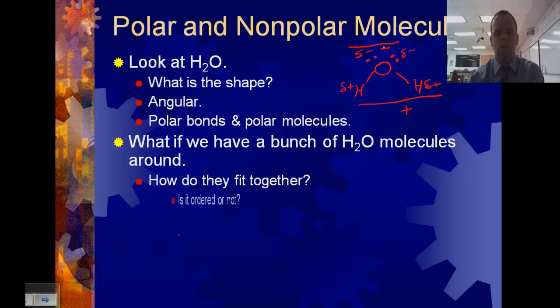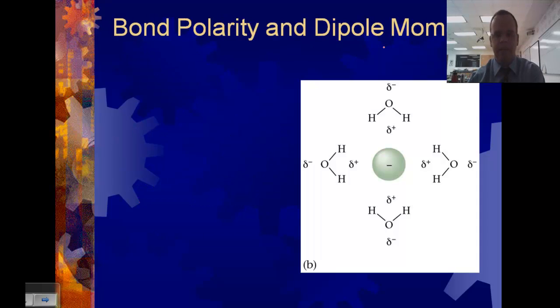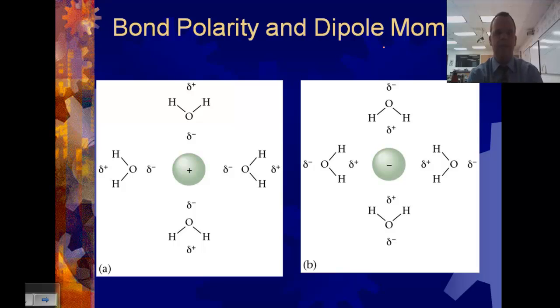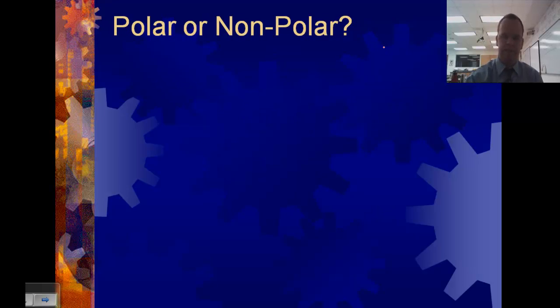So let's look at how water actually dissolves a number of things based on this property. If you have it near ions, the positive side of water can be attracted to the negative ions, anions, and the negative side of water can be attracted to the cations. And this is how we get the ionic dissociation that happens in ionic solutions.